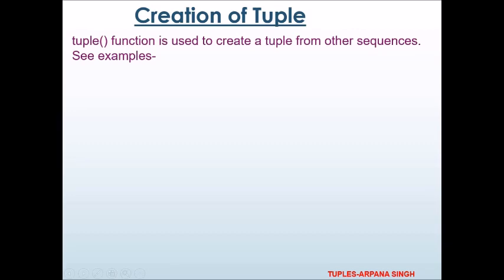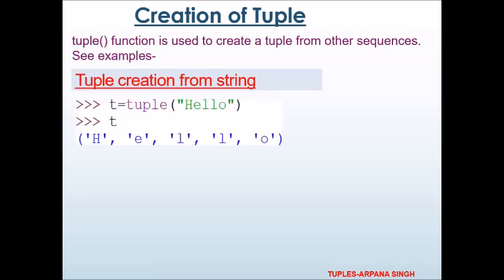The tuple function is used to create a tuple from other sequences. If you have another sequence like a list, you can create it using the tuple function and convert it to a tuple. Like a string also, suppose you have "hello", a string, and if you put it in the tuple function, the tuple function will return it in the form of a tuple. So the whole string will be converted to a tuple of strings.